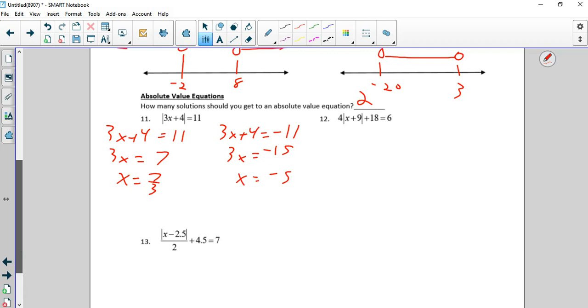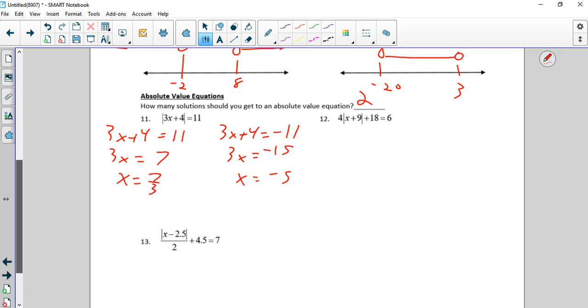Now remember, you should check for extraneous answers. So if I plug 7/3 in, the 3's cancel, and I end up with 7. Plus 4 is 11. Absolute value is 11. It works. 3 times negative 5 is negative 15. Plus 4 is negative 11. The absolute value of that is 11. It works.